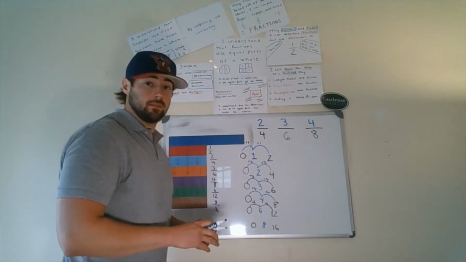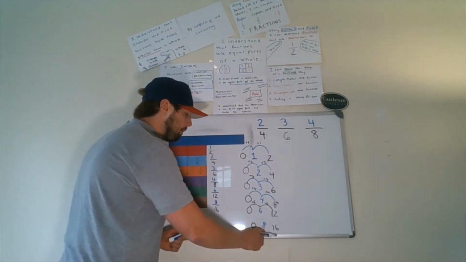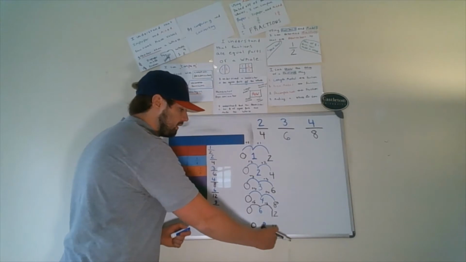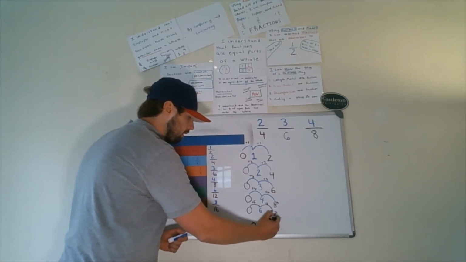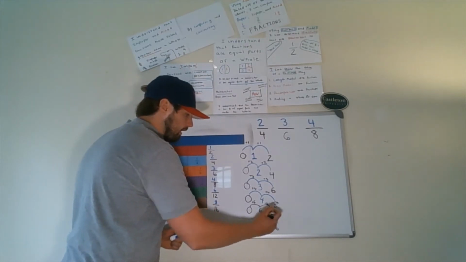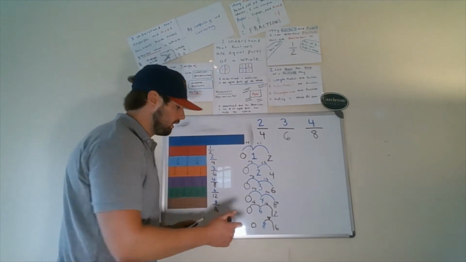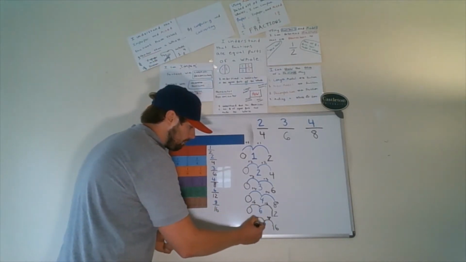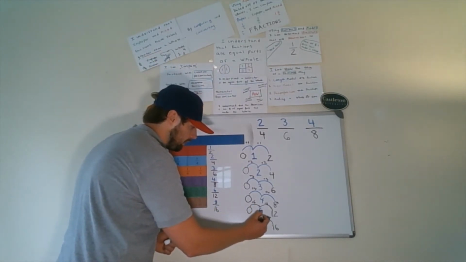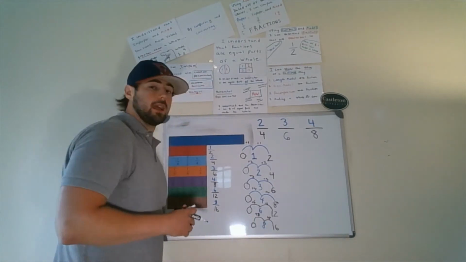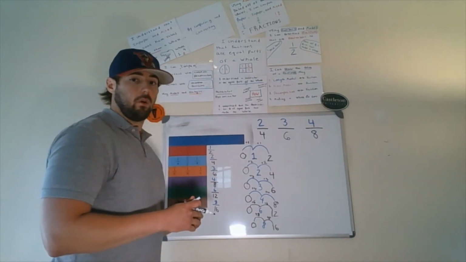Once again, between our parts of and our parts that make the whole, there is a value of 8, or 8 parts. And 8 parts in between nothing and the 8 parts that make that whole.